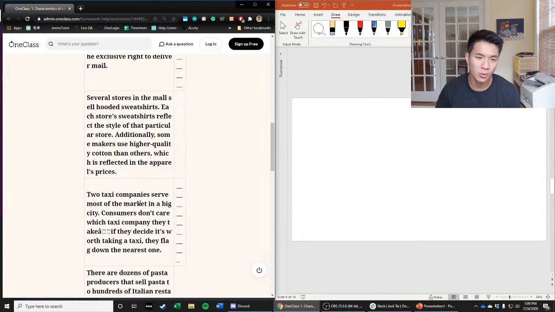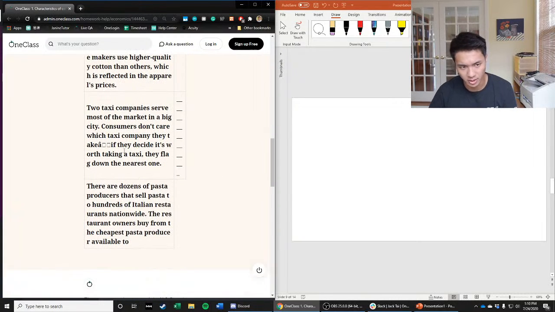B, several stores in the mall sell hooded sweatshirts. Each store's sweatshirts reflect the style of that particular store. Additionally, some makers use higher quality cotton than others, which is reflected in the apparel's prices. So here it's the second criteria, that all goods are identical, that is not fulfilled. When you have different styles or product differentiation, it's no longer a perfectly competitive market because each producer has a monopoly in its own narrow range of goods. And we call this monopolistic competition. And so this is not going to be a perfectly competitive market.